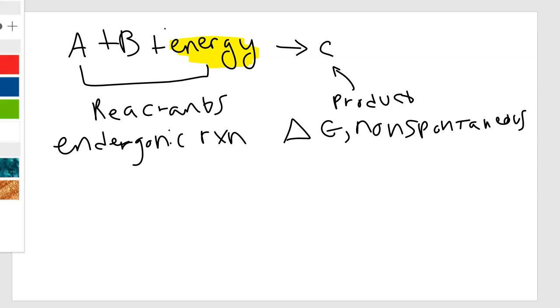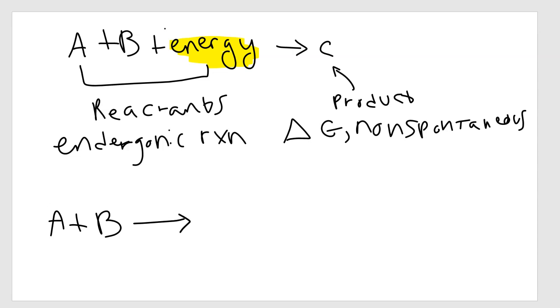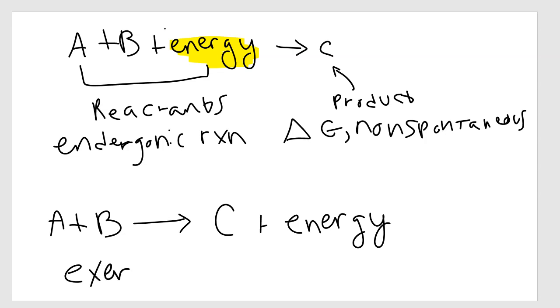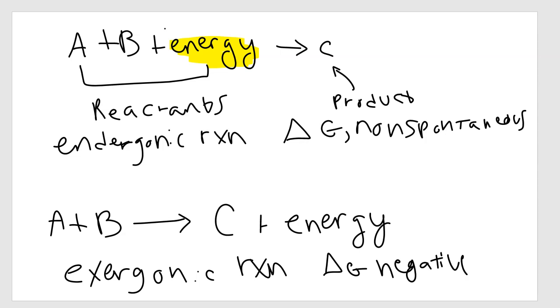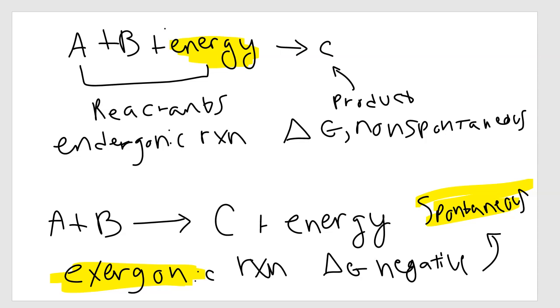Whereas, if we wanted to write an example of an exergonic reaction, we could write A plus B creates C plus energy, as in there's a release of energy. So this is your exergonic reaction. Delta G is negative because you're getting a release of energy, and it's a spontaneous reaction. So remember, exergonic reactions are spontaneous reactions, whereas endergonic reactions are non-spontaneous reactions.